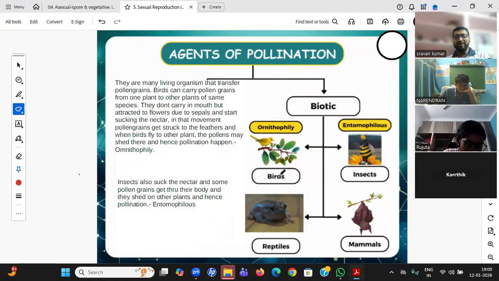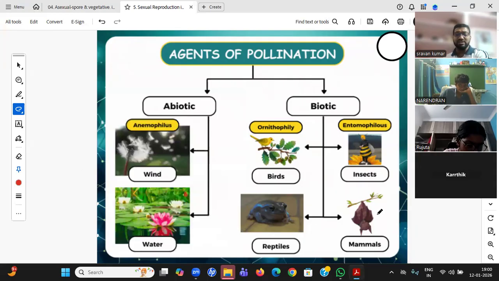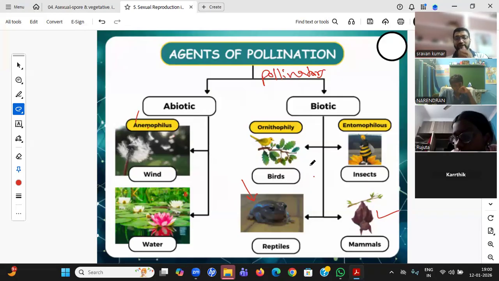Not only that, after those two, we can see mammals like bats, whose movement will also transfer pollen. Reptiles, for small plants, like frogs and snakes, all these reptiles' movement will also transfer the pollen grains from one flower to another flower. These are all known as pollinators. This one is the abiotic pollinator. This is the biotic pollinator. You can also call them agents of pollination, or pollinators.